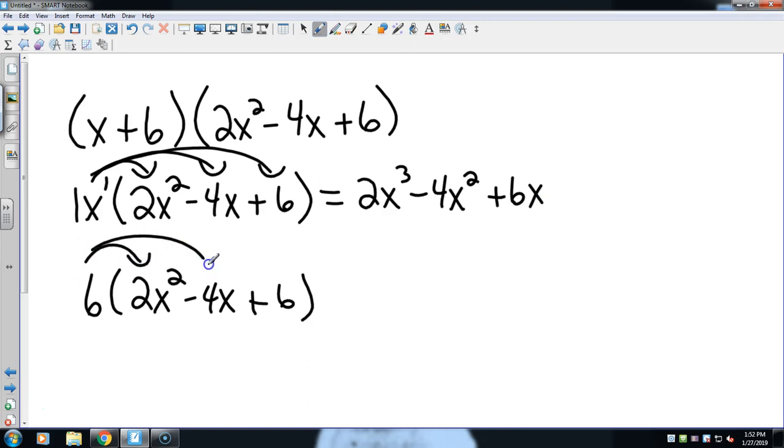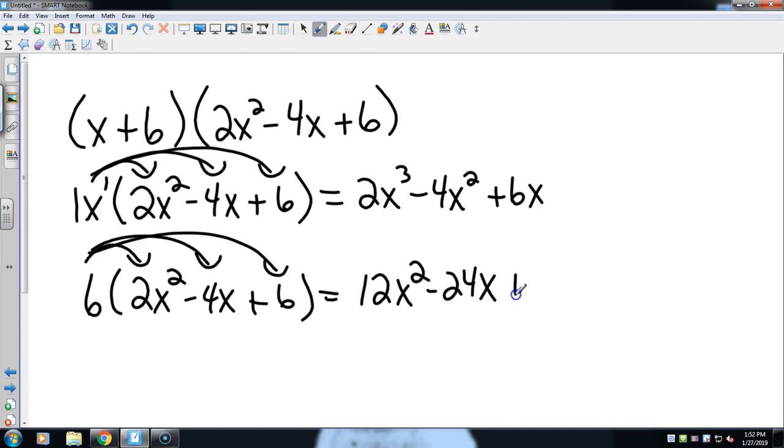We go to the second one. And we have 6 times 2x squared. That's going to give me 12x squared. We have 6 times negative 4x. That's going to give me negative 24x. And then we have 6 times 6. That's going to give me positive 36.